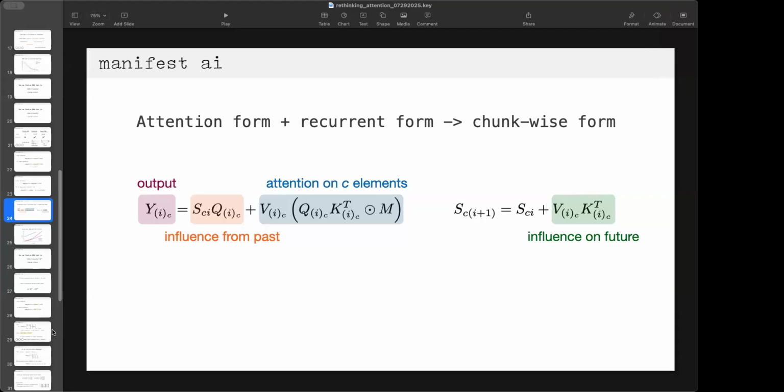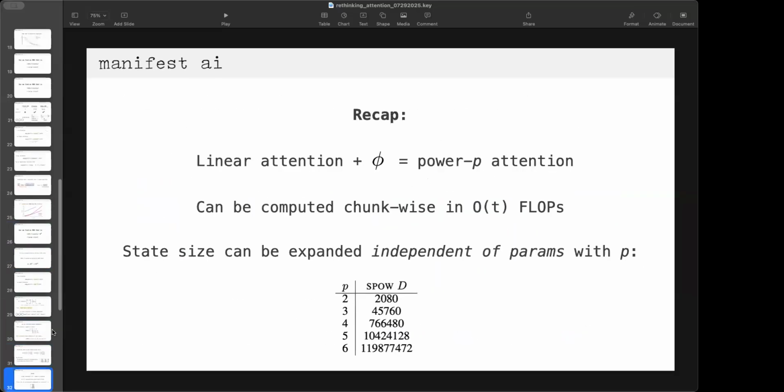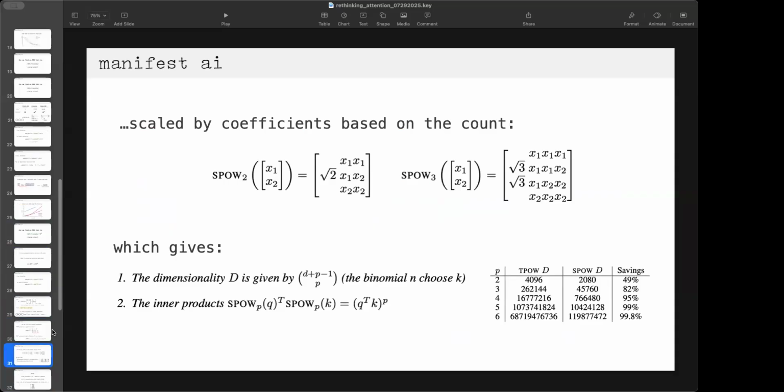Yeah, I was wondering, what's the biggest P that you try in your experiments? And also, I'm curious whether you see potential unstable training if P is pretty large. Because the larger P you have, you do a higher power on the Q and K product.